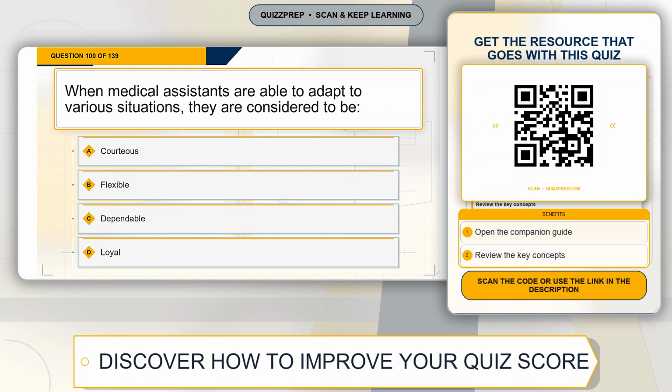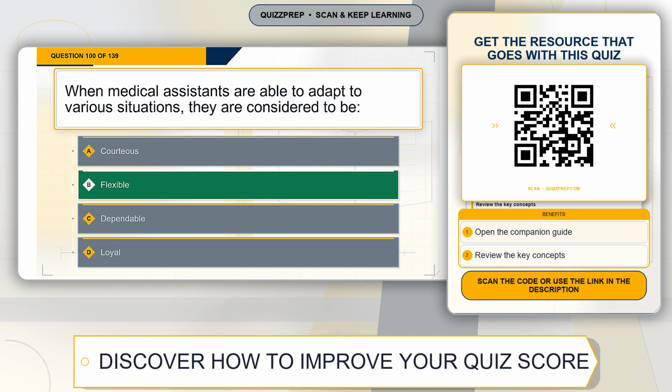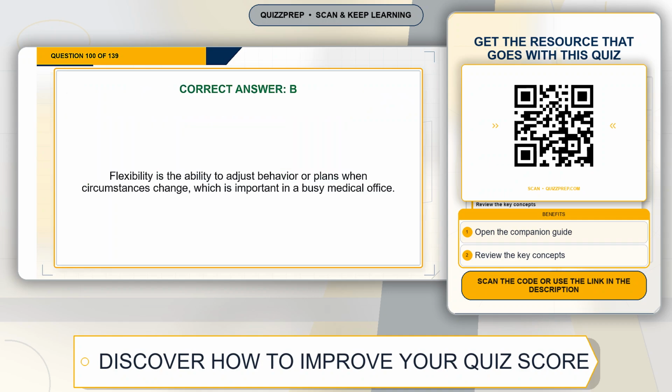Question 100. When medical assistants are able to adapt to various situations, they are considered to be option A, courteous, option B, flexible, option C, dependable, option D, loyal. The correct answer is option B, flexible. Explanation. Flexibility is the ability to adjust behavior or plans when circumstances change, which is important in a busy medical office.